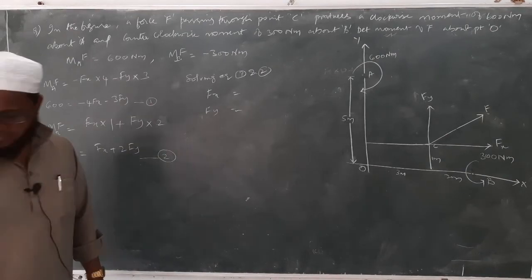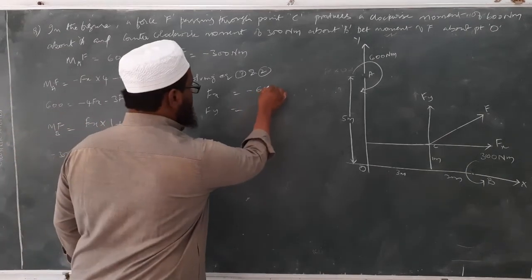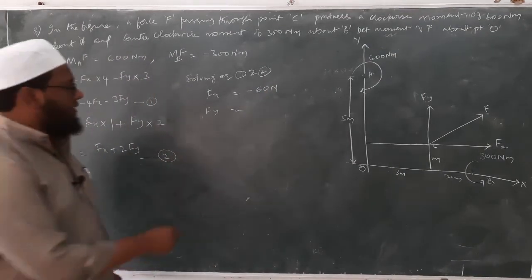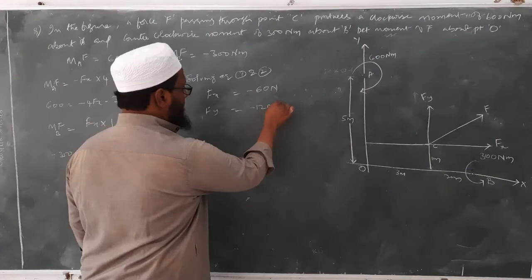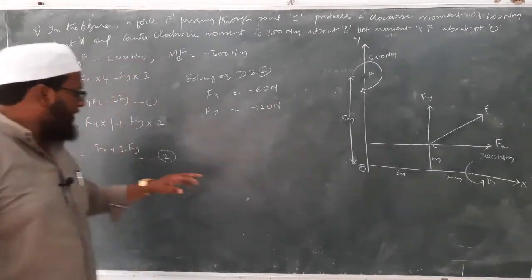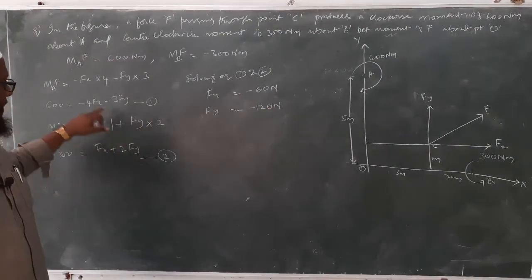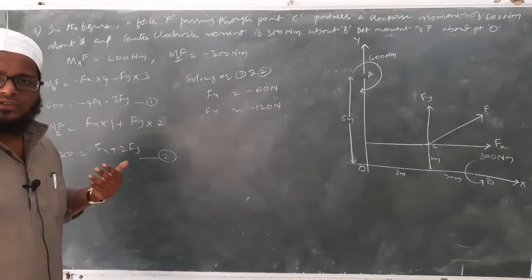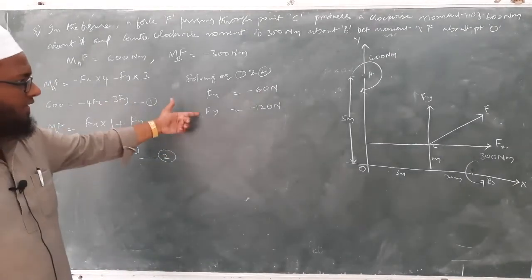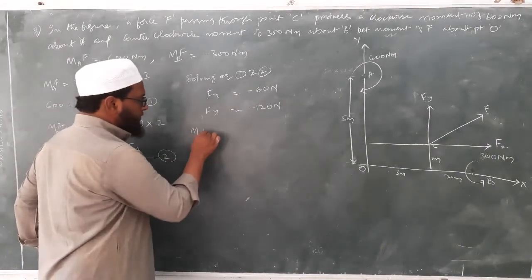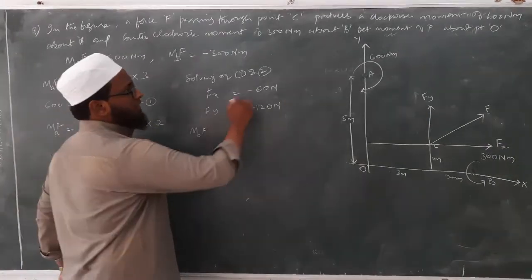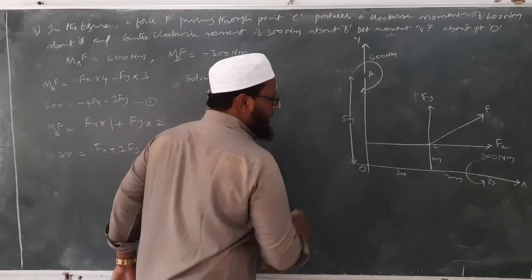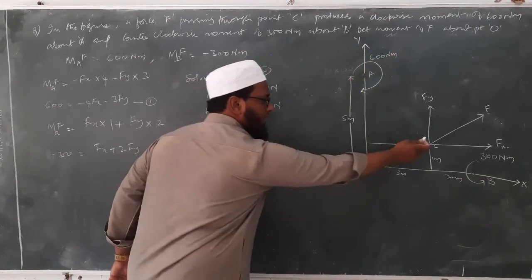Fx is minus 60 and Fy is minus 120 Newtons. Just simply solving equations number 1 and 2, two equations, two unknowns, we can easily solve the unknowns. Once you calculate Fx and Fy, moment of F about point O, this is what they are asking. Determine the moment of F about point O.